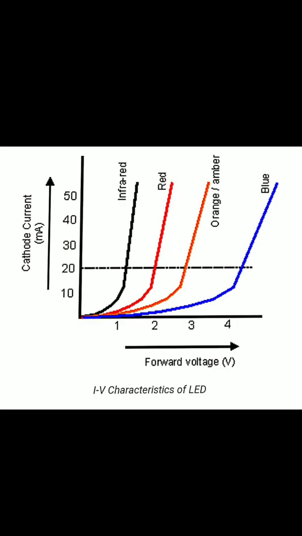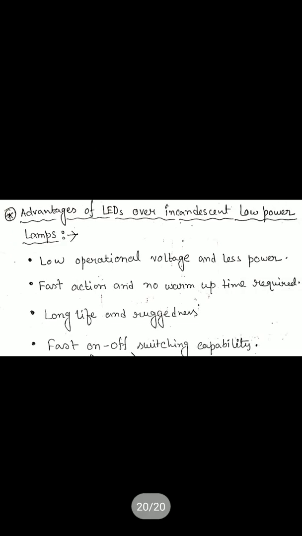I hope it is clear, because this IV characteristics graph shows that different colors have different frequencies. That's why the graph nature will be the same, just different from each other. The knee voltage will be different for different colors of light. I hope it is clear.